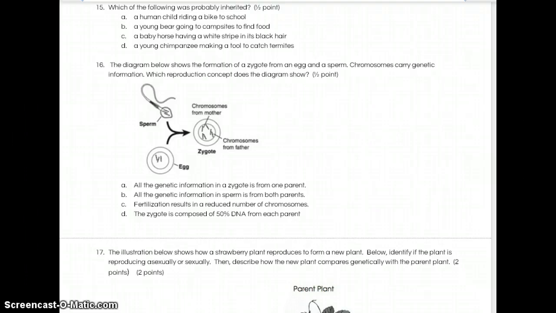A. All the genetic information in a zygote is from one parent. B. All the genetic information in sperm is from both parents. C. Fertilization results in a reduced number of chromosomes. D. The zygote is composed of 50% DNA from each parent.